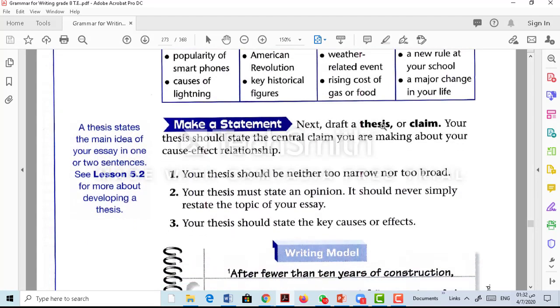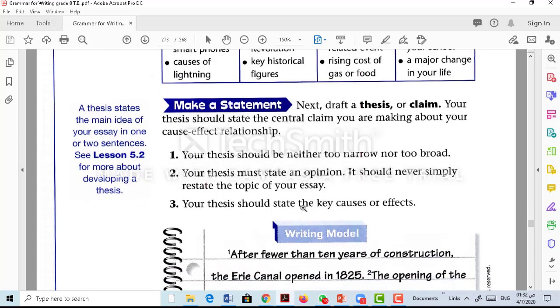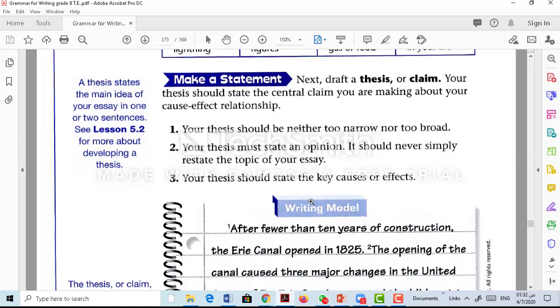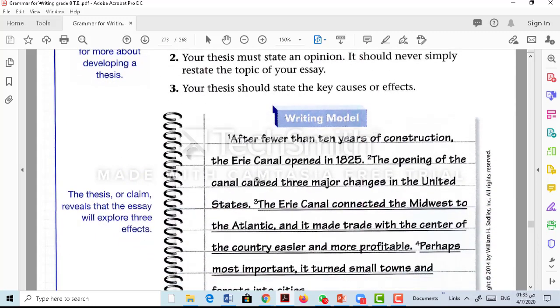Next point is you think of your thesis statement. You make a statement. That thesis statement should be neither too narrow nor too broad. Your thesis must state an opinion as well, and it should never simply restate the topic. Some students think that if they restate the topic in their thesis statement, this is enough, which is, of course, not true. Your thesis also should state the key causes and effects, the main causes and effects of your topic.